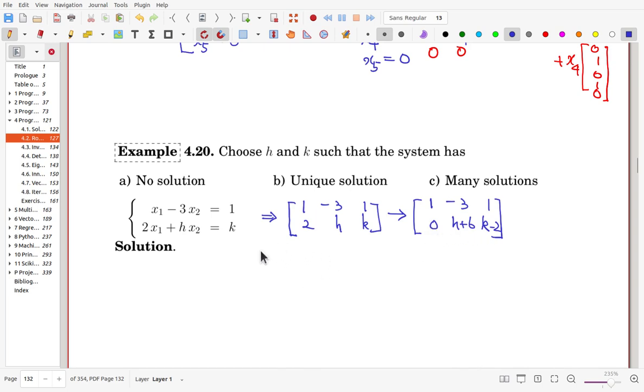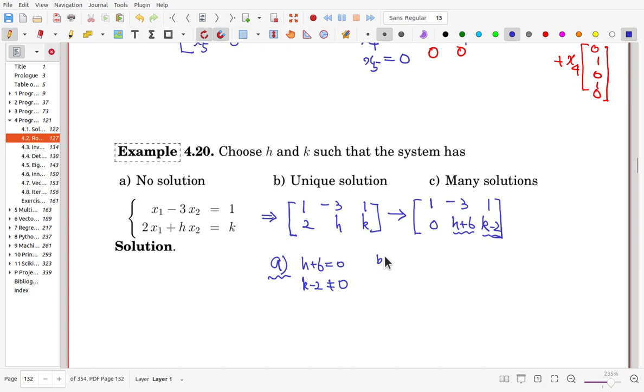Now we consider case by case. A, no solution. No solution happens when this is 0 and this is non-zero. So h plus 6 equals 0, and k minus 2 is non-zero. Then 0 equals a non-zero number, which is impossible. So there is no solution.